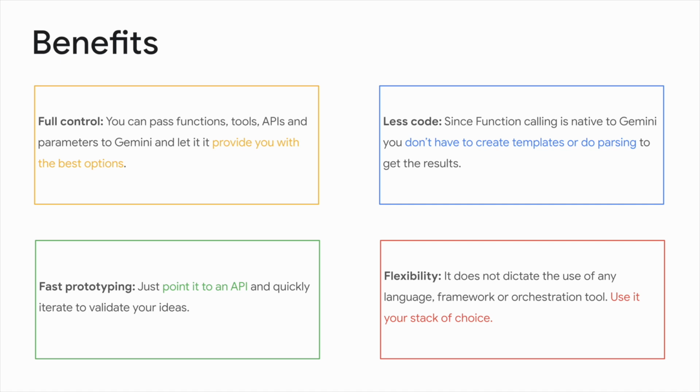And less code means fast prototyping. It means that we can test things very quickly, play around with them, see how they behave, just point things to an API and see what happens. And last but not least, we have a lot of flexibility, right? So Gemini functions doesn't dictate how you're going to use it. You can use it with a web app, like in JavaScript. You can use it in a mobile app. You can use it with any framework really that you want to.